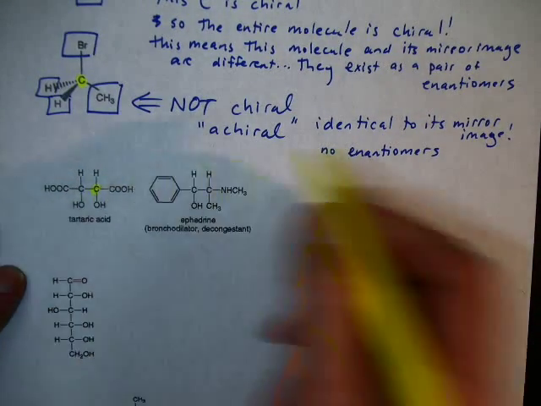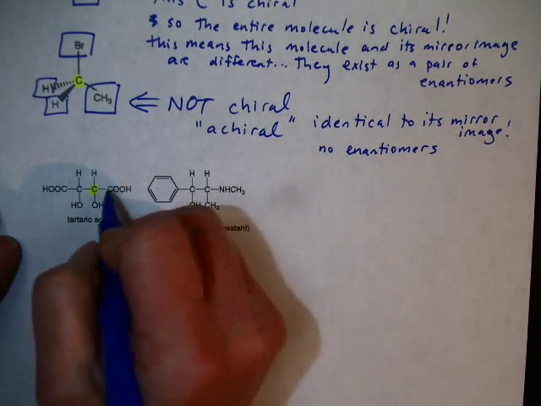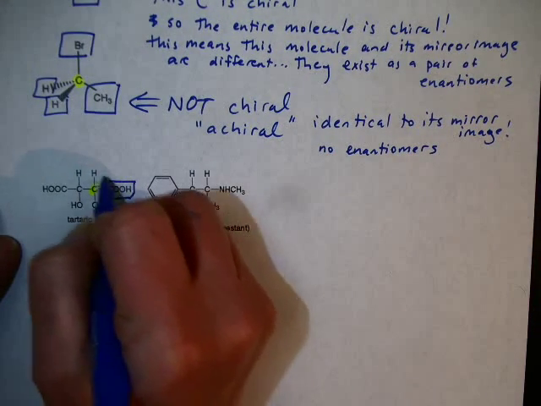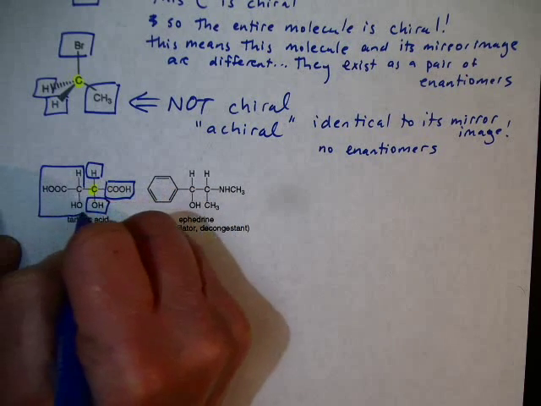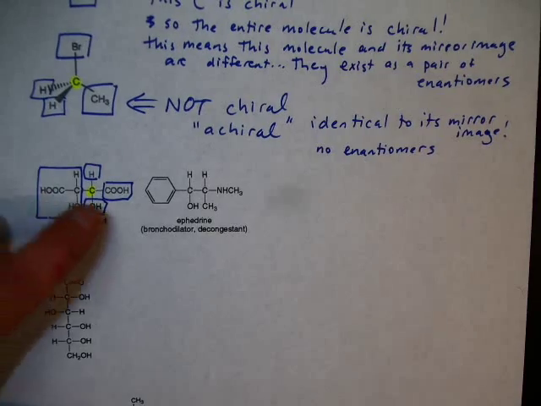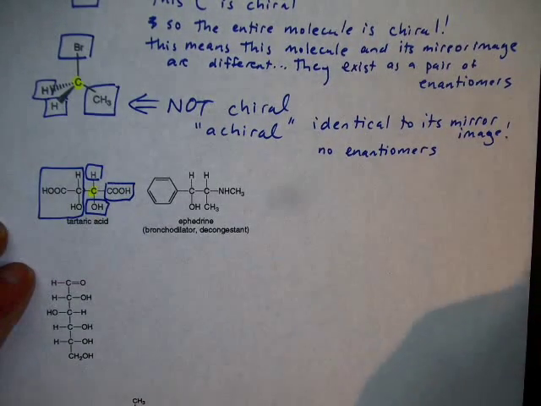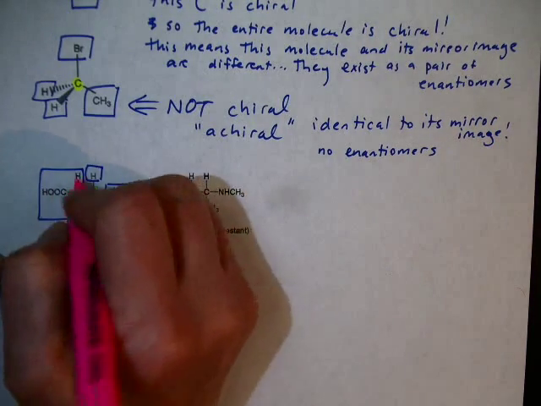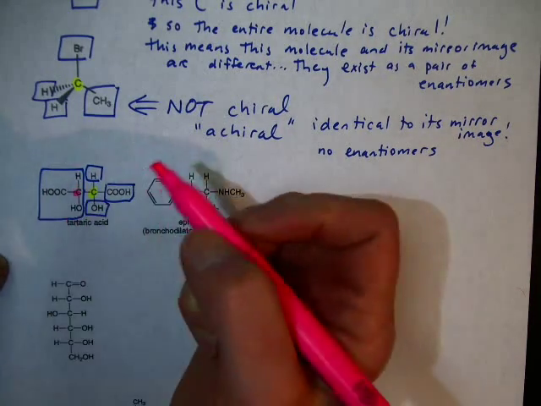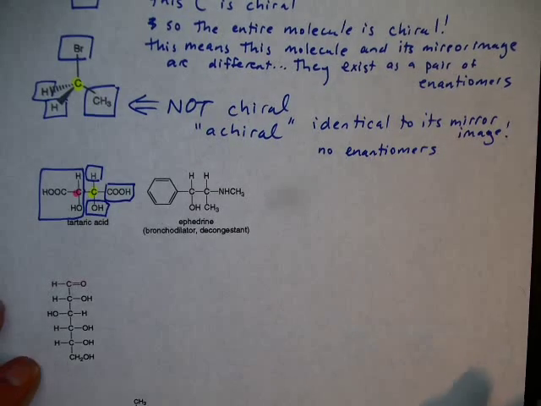This carbon that I'm going to highlight, the 4 groups attached are this, this, this, and this. So since all 4 groups are different, that yellow highlighted carbon is chiral. But you should convince yourself that for the same reason, this pink highlighted carbon is also chiral.